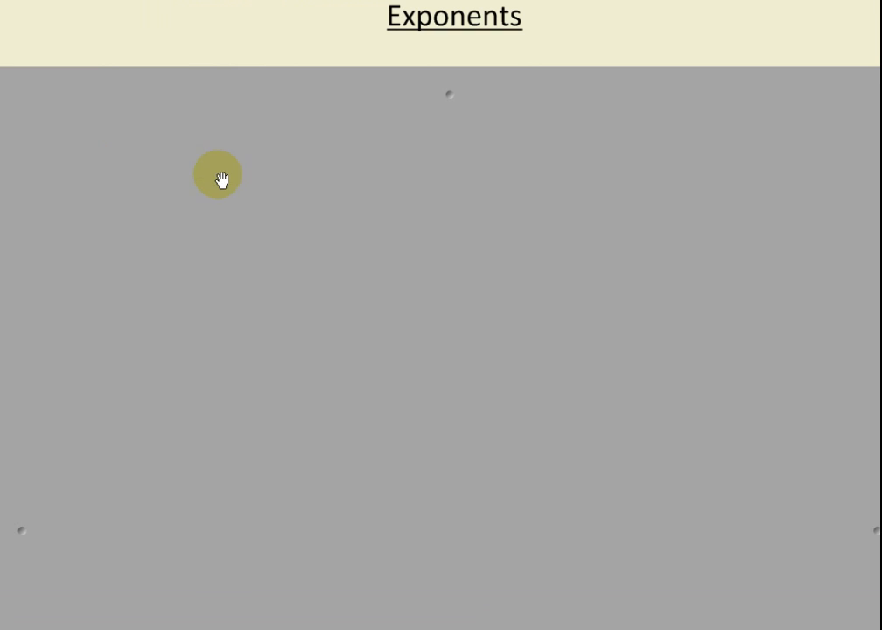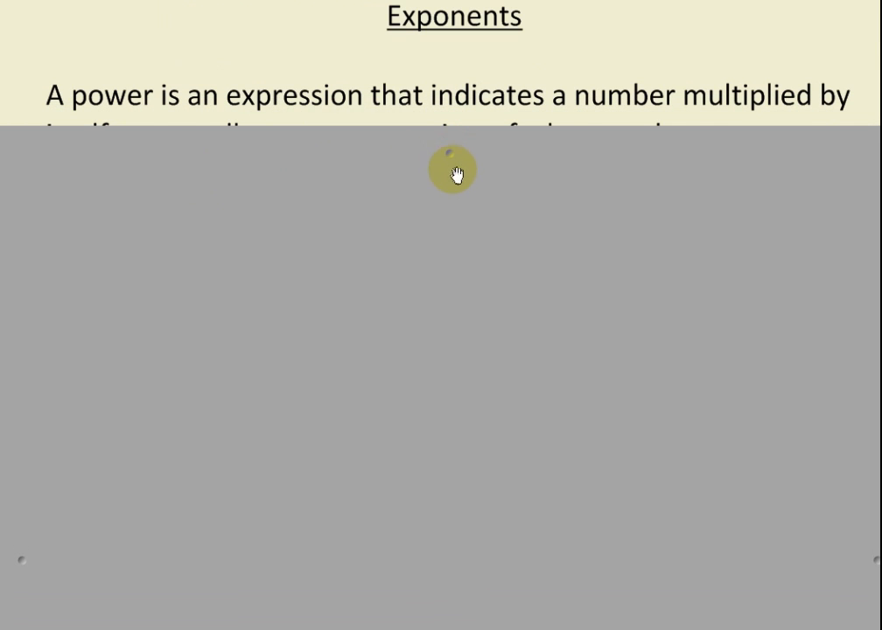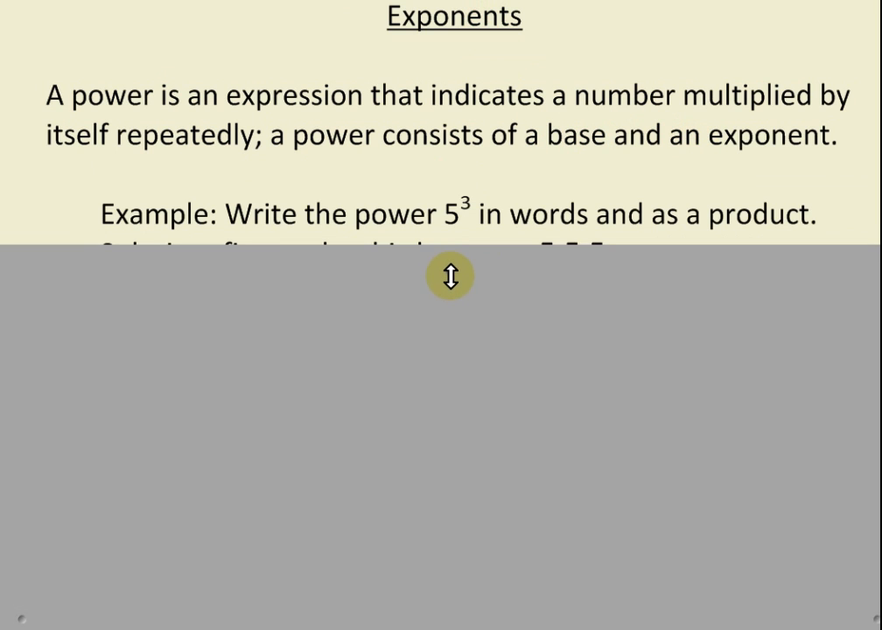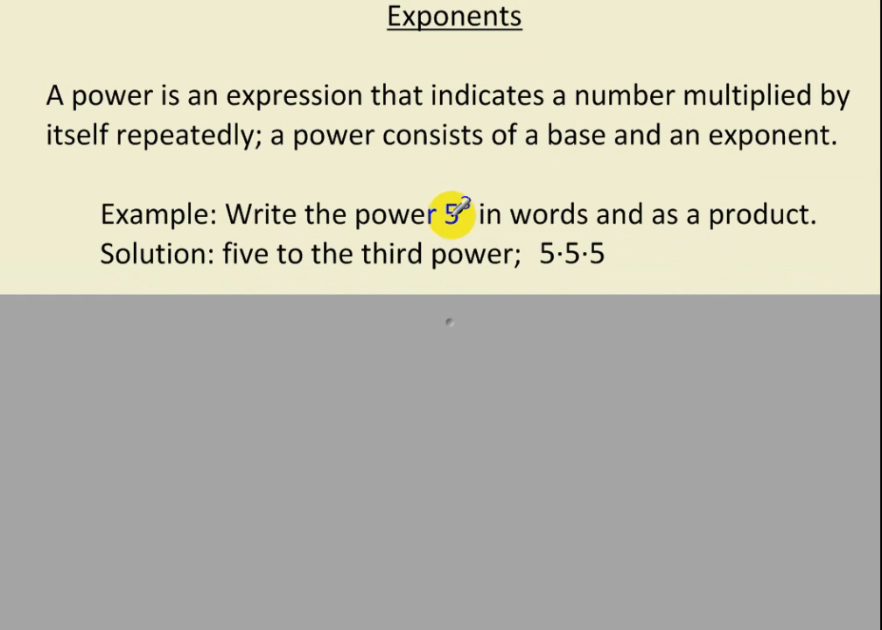Okay, let's also look at exponents here, which you've hopefully encountered before. So a power is an expression that indicates a number multiplied by itself repeatedly. So it's shorthand for showing multiplication when we're multiplying the same number over and over and over again. And a power consists of a base and an exponent. So if we were to look at here, our base is 5, exponent is 3, and we want to write that power in words and as a product. So in words we would say 5 to the third power. We could also say 5 cubed.